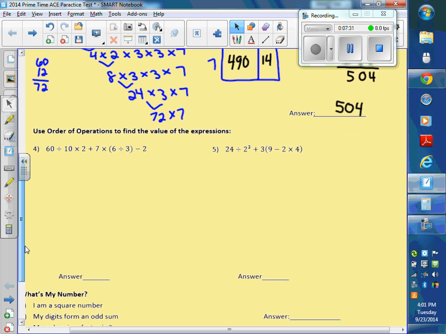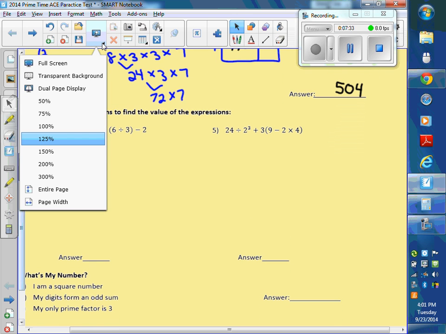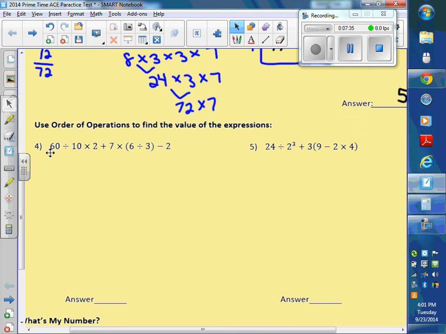Order of operations. Let's zoom in here a little more. So that problem is 60. I'm going to even write it a little bit bigger. I'm just going to copy it, so I'm not sure how well that would show up on the computer screen.